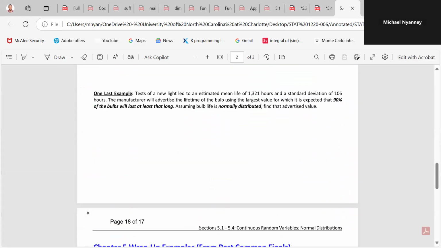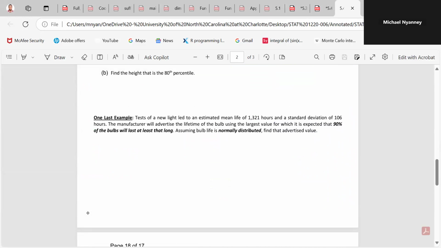Now here, these are tests of a new light bulb that led to an estimated mean life. You have the mean to be this, and the standard deviation is given. The manufacturer will advertise the lifetime of the bulb using the largest value for which it is expected that 90% of the bulbs will last at least that long. So 90% implies that we've been given some kind of probability. Assuming bulb life is normally distributed, find that advertised value.